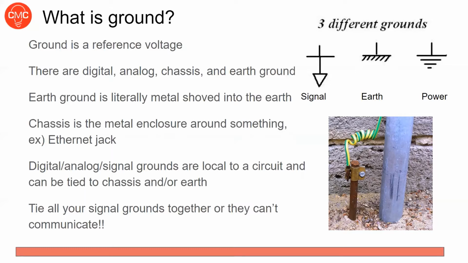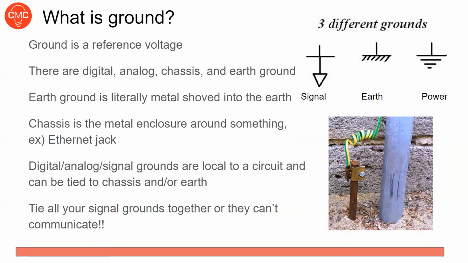A chassis ground would be like the metal enclosure around something. So if you have an Ethernet jack or any connector you've seen that has metal around the edge of it, that should be connected to ground, and that's your chassis, the thing surrounding the component. You also have digital, analog, and signal ground, which are local to your circuit and can be tied either to the chassis or to the earth, or maybe you don't do that for whatever reason.